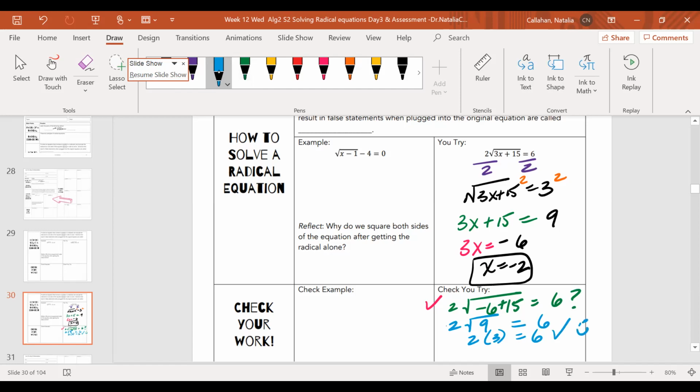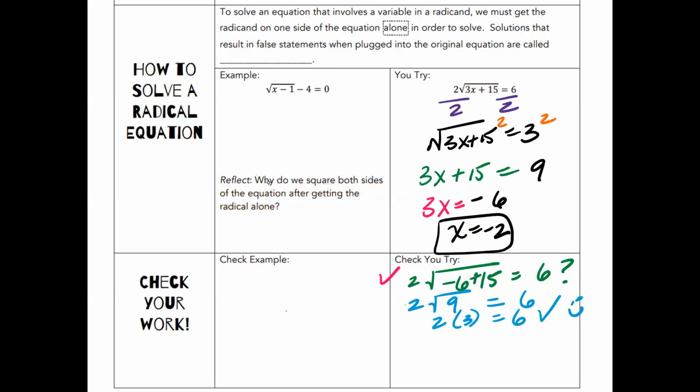So that is correct. And that's another reason why we want to check our work, to ensure that if you make a silly little mistake like I did, which happens sometimes, you are able to get to the right answer. Okay.